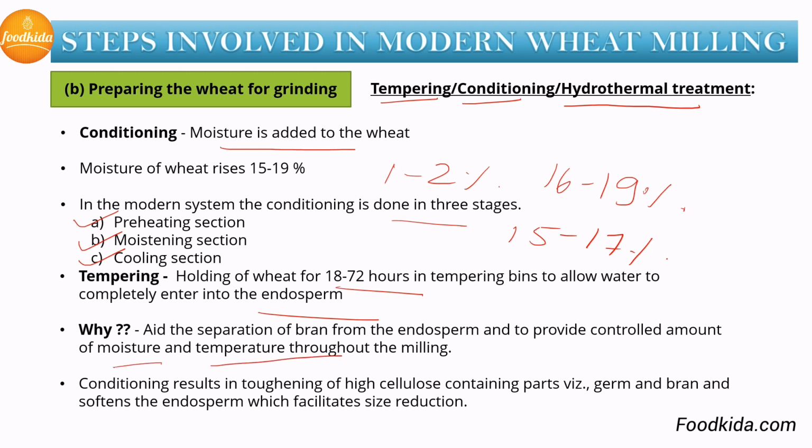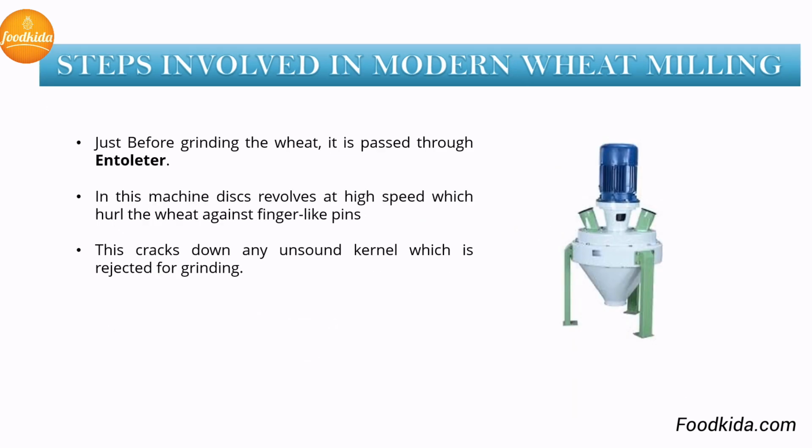Now, conditioning results in toughening of high cellulose containing parts, that is germ and bran, and softens the endosperm, which facilitates size reduction. So just entering into the grinding step, wheat is passed to the entoleter, and this equipment consists of a disc and small pins which revolve at high speed and throw the grains and crack the unsound or undesirable kernels which may enter the grinding step; those are rejected.